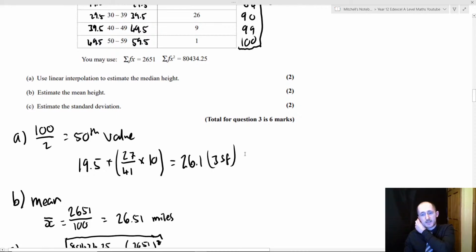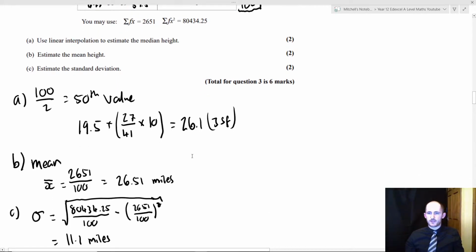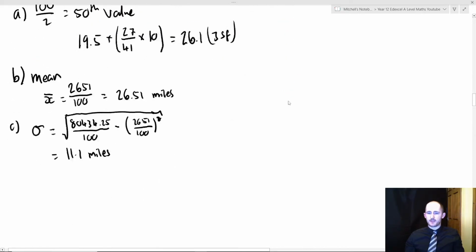And that's it. So we did a 6 marker in a couple of minutes. I don't think we took that long. I think we took about 3 or 4 minutes. So you can really scrape together these marks.